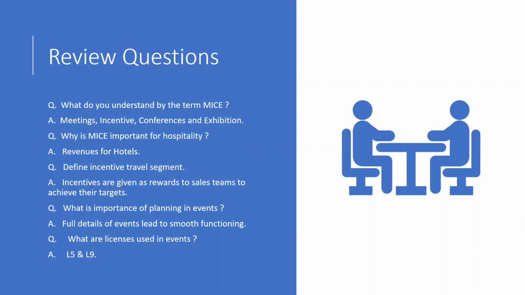Define the incentive travel segment. Incentives are given as rewards to the sales team to achieve their targets. What is the importance of planning in events? Full detailing of events leads to a smooth functioning of the event. What are the licenses used in events? You have L5 and N-line type of licenses used in events, which are legal compliances.